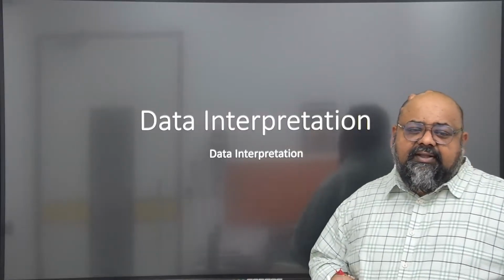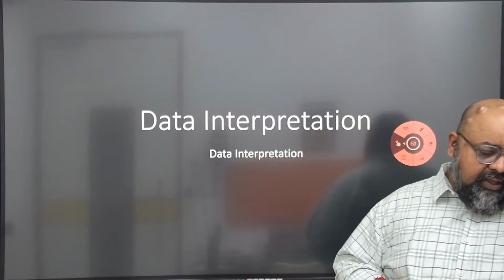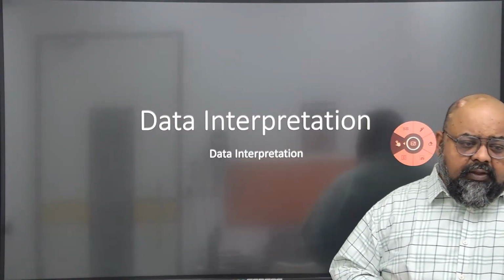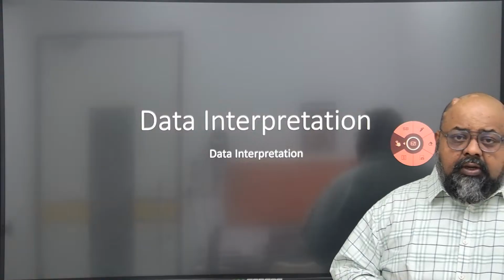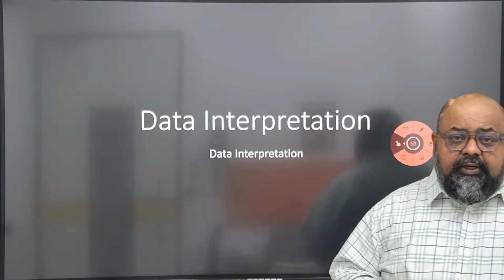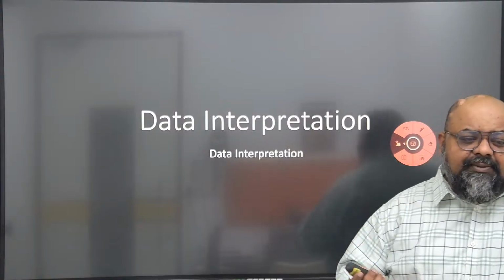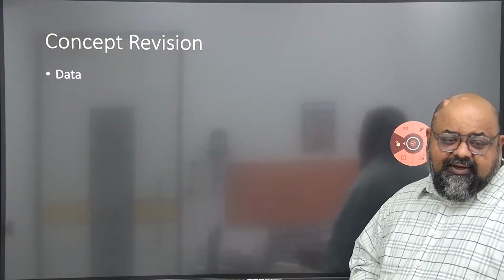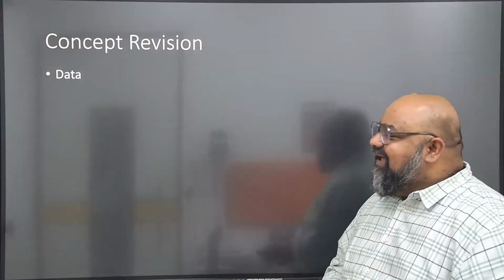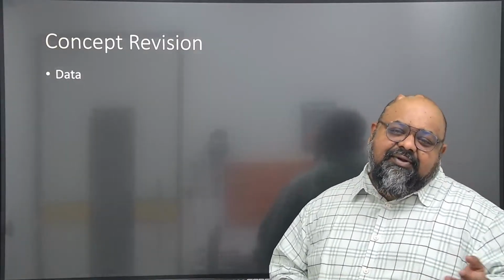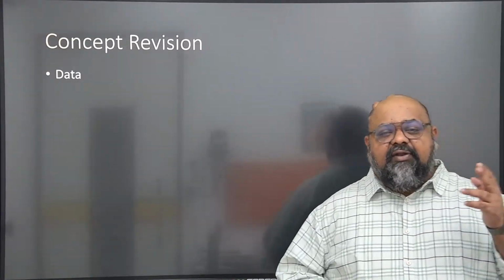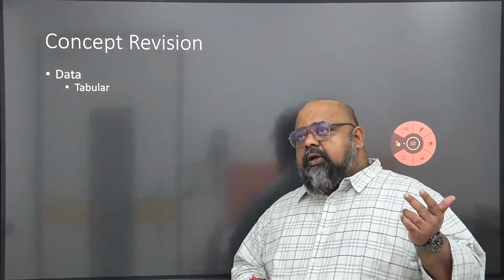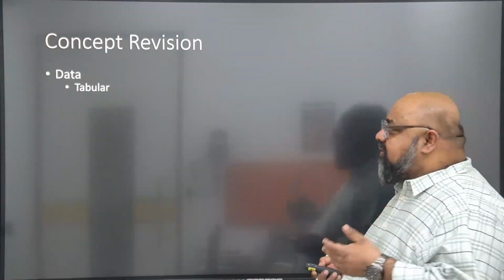Here we look at the kind of questions that are asked, and the common types of charts or representations of data sets. When I talk of data interpretation, there are two parts to it: one is data, the other is interpretation. The data given to you will typically be in one of two forms. One, the data could be tabular, so there is a table which simply gives you the numbers.